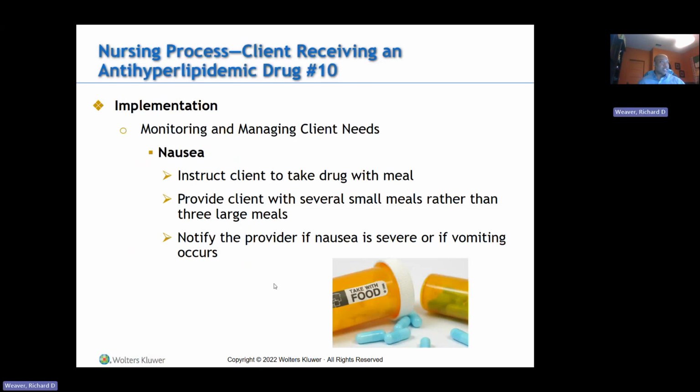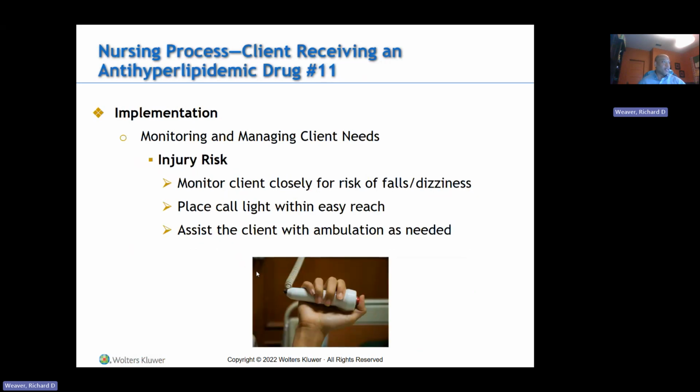Instruct the client, for nausea, to take the drug with a meal, or provide the client with several small meals rather than 3 large meals, which is helpful with the GI symptoms, and notify the provider if nausea is severe or if vomiting occurs. Injury: watch these clients closely for falls.